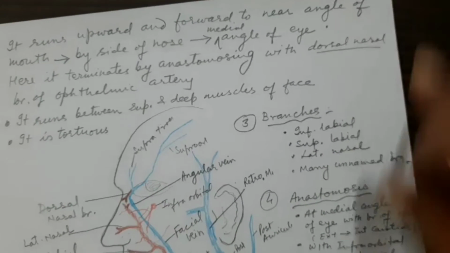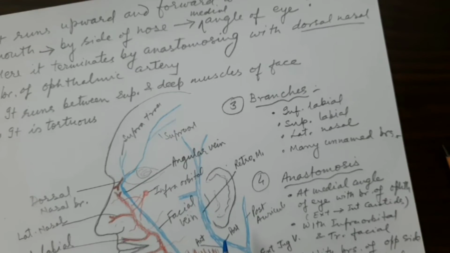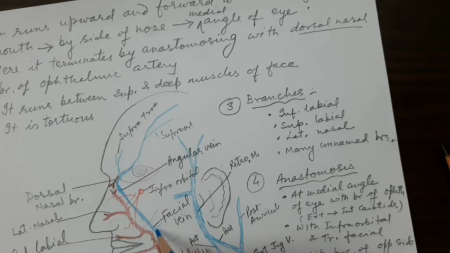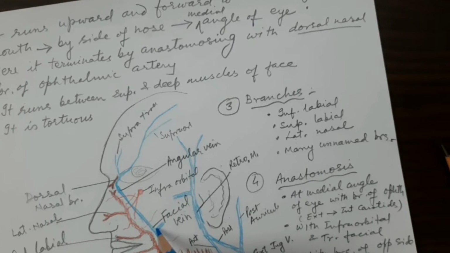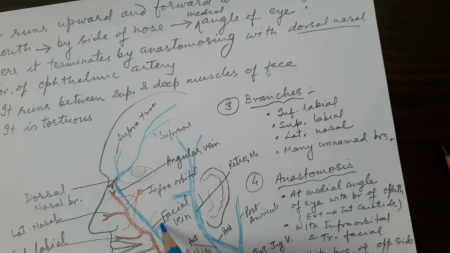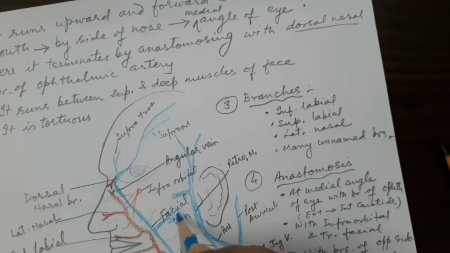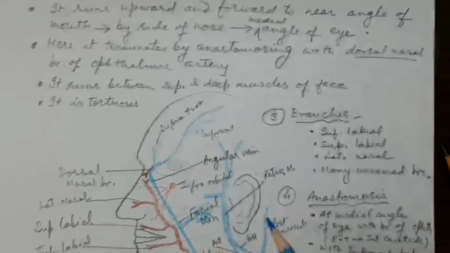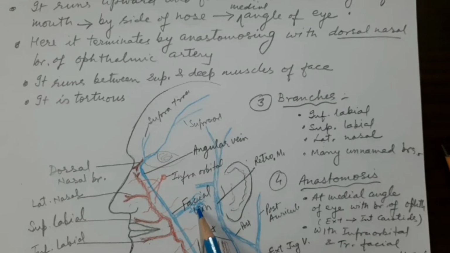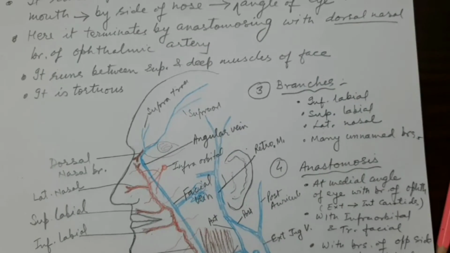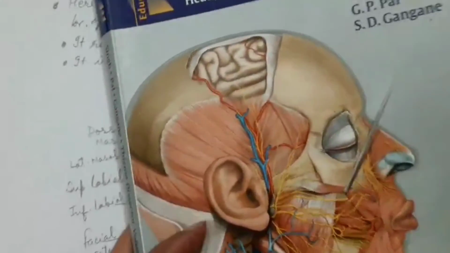And the second communication is with the deep facial vein. Let us see the deep facial vein. Now the deep facial vein will communicate here with the facial vein, and then it will go deep and open into a plexus, and this plexus is known as the pterygoid venous plexus. Let me show you, so that you can better understand. Yes, it is here, from the same theme dissector written by me.